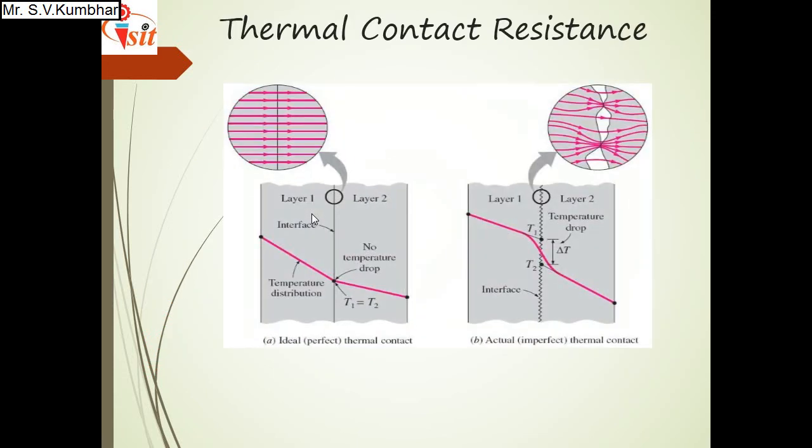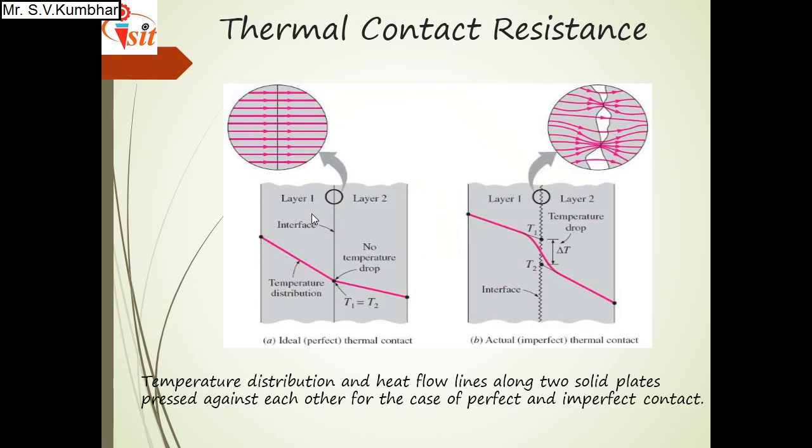Thermal contact resistance. When two bodies are kept in contact with each other, then as we have already studied, heat will flow from the hot reservoir to the low temperature sink. But at the microscopic level, if you observe the second figure, there is a gap between the two bodies, because of which a resistance occurs, that is known as thermal contact resistance. We will see this concept once again in the next lecture.